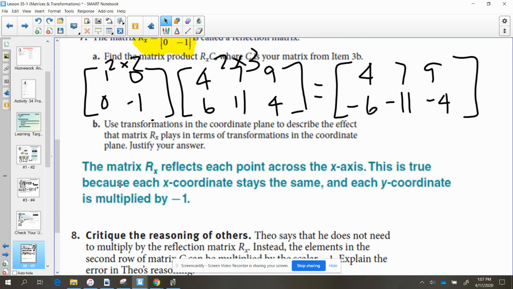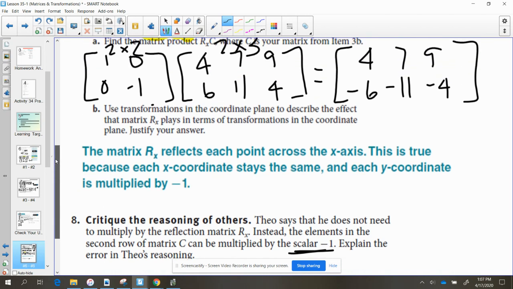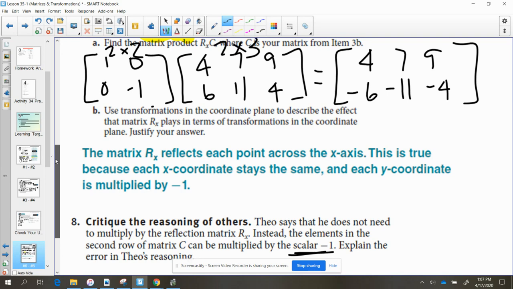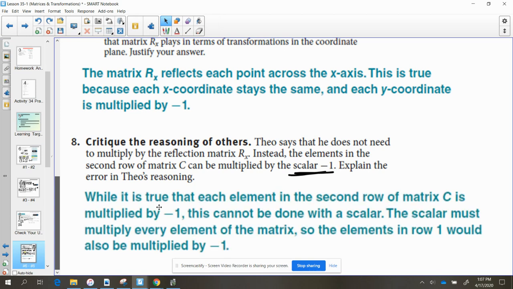Now again, the multiplication by the Rx matrix reflects it across the x-axis, and this is going to be true because we're keeping all of those x values the same, but our y values are being negated. And the problem here is we can't just multiply by a scalar of -1, because then everything would have gotten multiplied by a -1 if there was a scalar out front. So that's why it's really important that we had to do matrix multiplication versus scalar multiplication. So that's what part 8 is getting at. Every element would have had to have been multiplied if this was out front and not matrix multiplied by matrix.